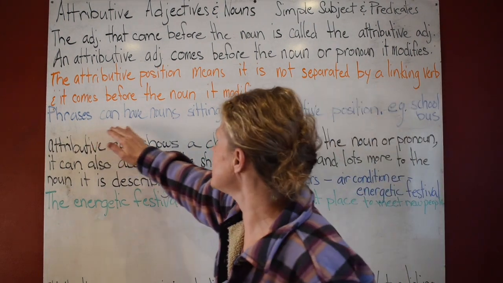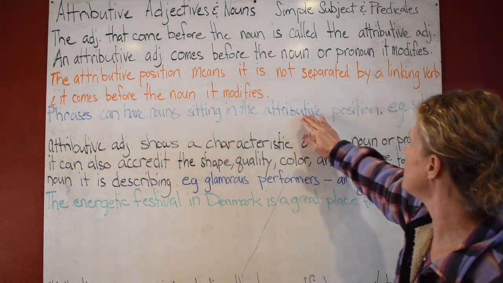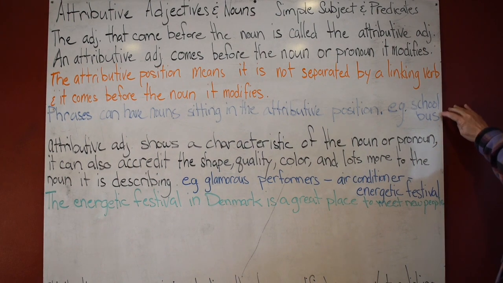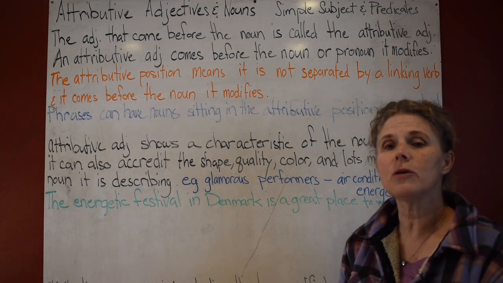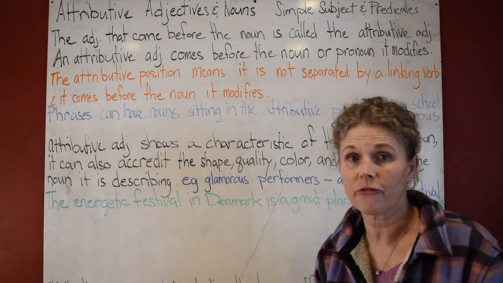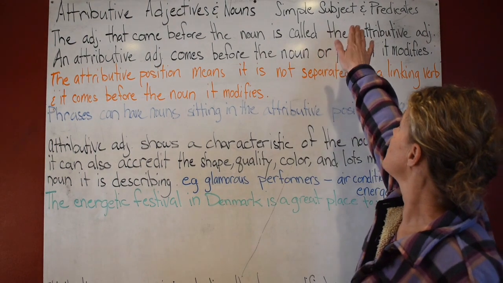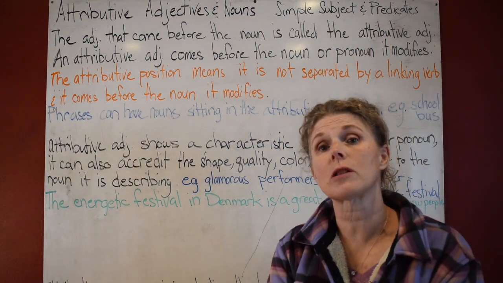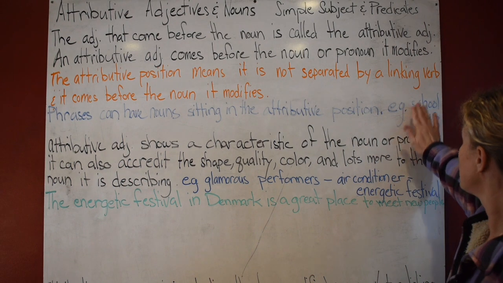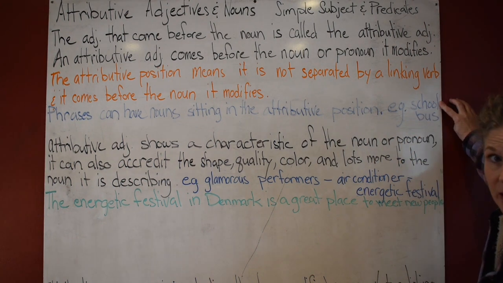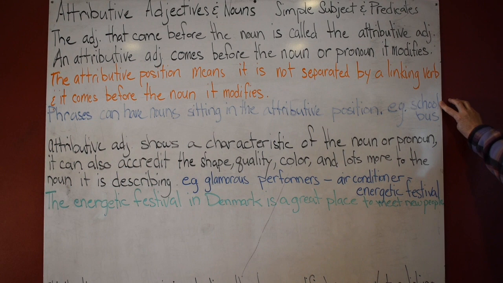Phrases can have nouns sitting in the attributive position, like school bus. This is a phrase. Anything with two or more words is considered a phrase. A phrase just can't have the simple subject and the simple predicate together. Those are called clauses. But this is a phrase. See how this noun right here, boys? School is a noun. It's physical. You can touch it. Bus is a noun. It's physical. You can touch it. But school right here is acting as an adjective describing the bus.